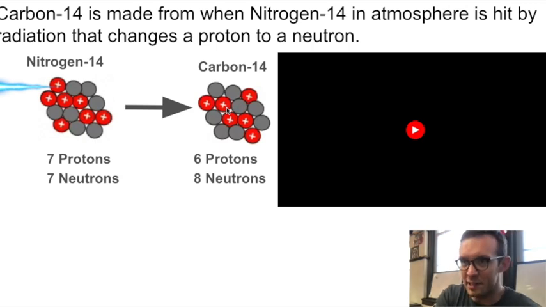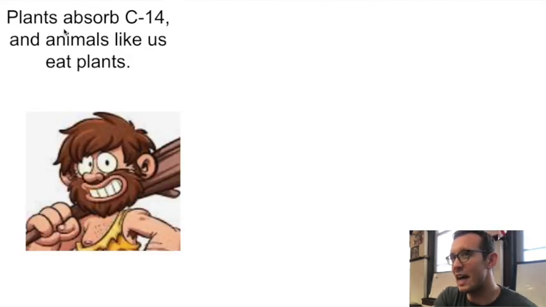All right, now the thing with this carbon-14 in the atmosphere is that it's constantly getting absorbed by plants during photosynthesis. So plants are absorbing carbon-14 from the atmosphere. And us as humans and animals like us are eating plants.